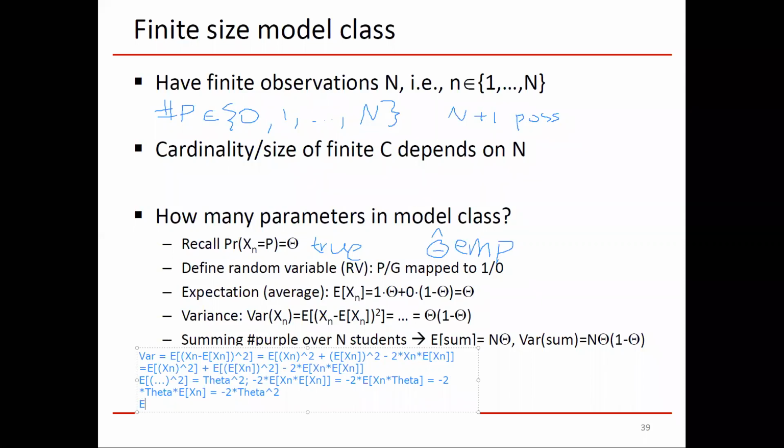Finally, the expected value of the square of xn. Think about it. The xn is 1 or 0. The square of xn is 1 squared or 0 squared, which is 1 or 0. 1 occurs with probability theta, and 0 occurs with probability 1 minus theta.